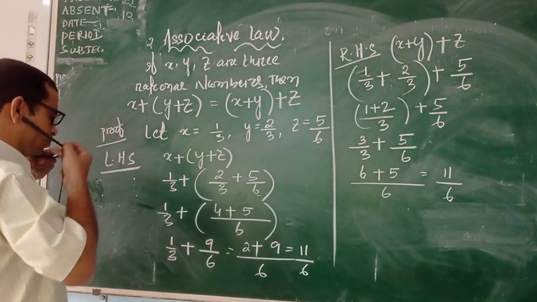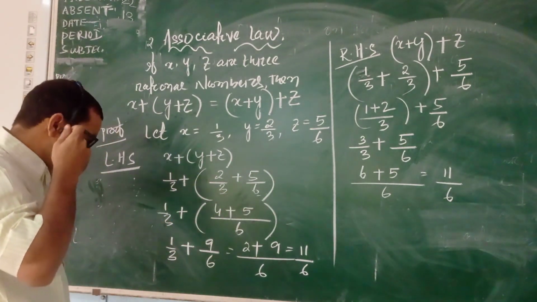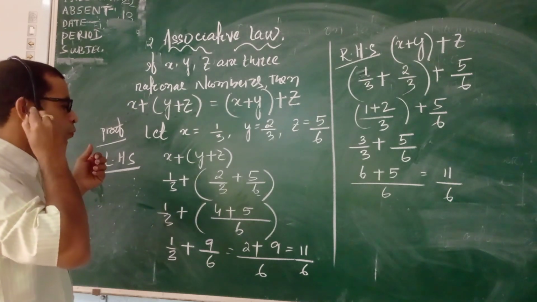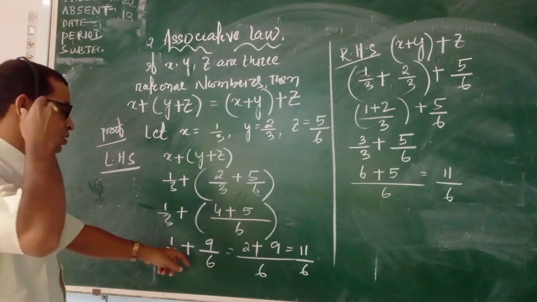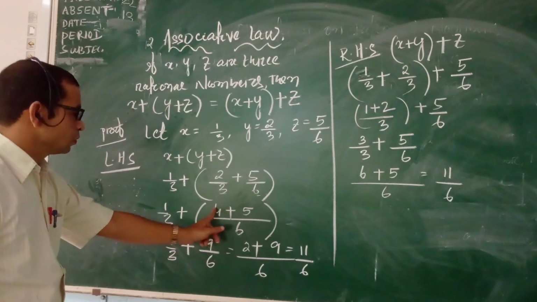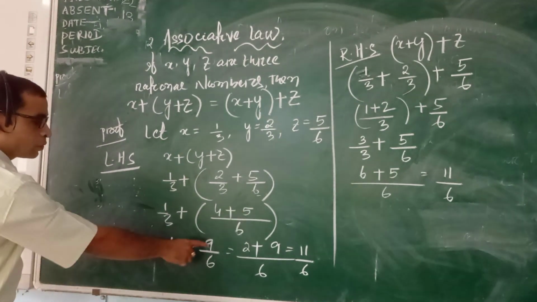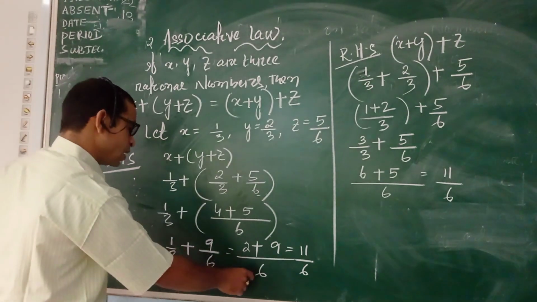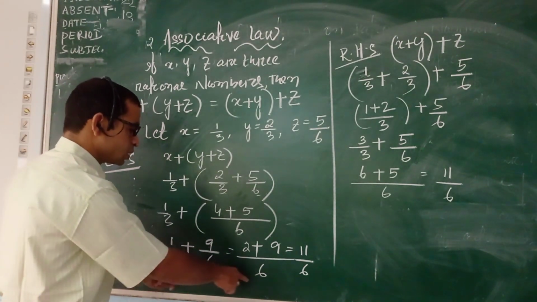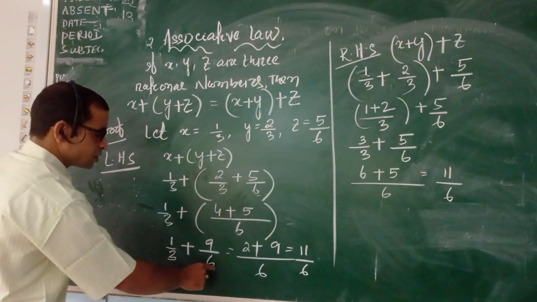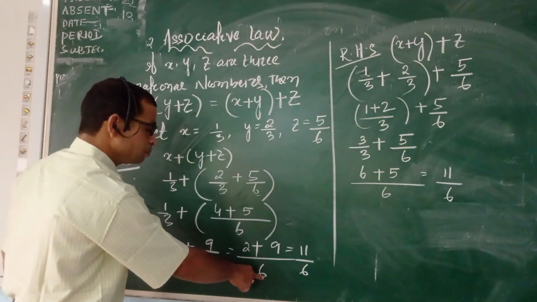So then 1 by 3 plus 4 plus 5. How much is it? 9 by 6. 4 plus 5 is equal to 9 by 6. Okay, 1 by 3 plus 9 by 6. Again you will take out the LCM of 3 and 6. What is the LCM? Of 3 and 6, again 6 is the LCM.